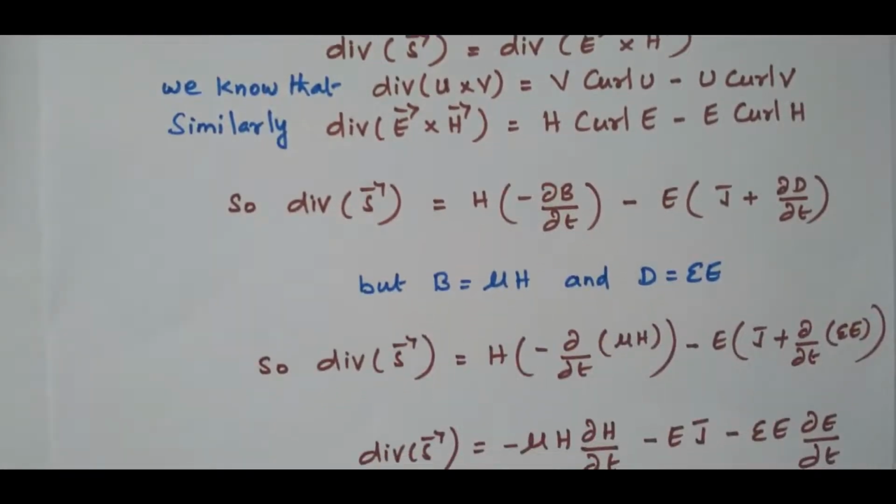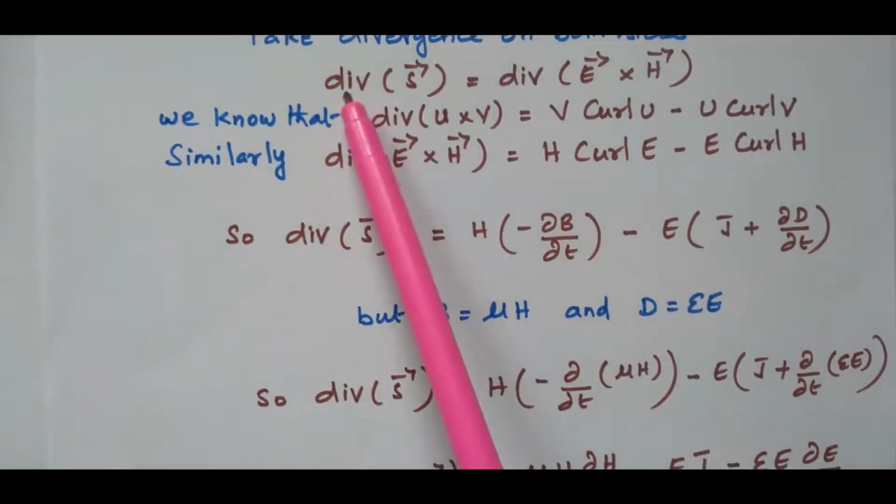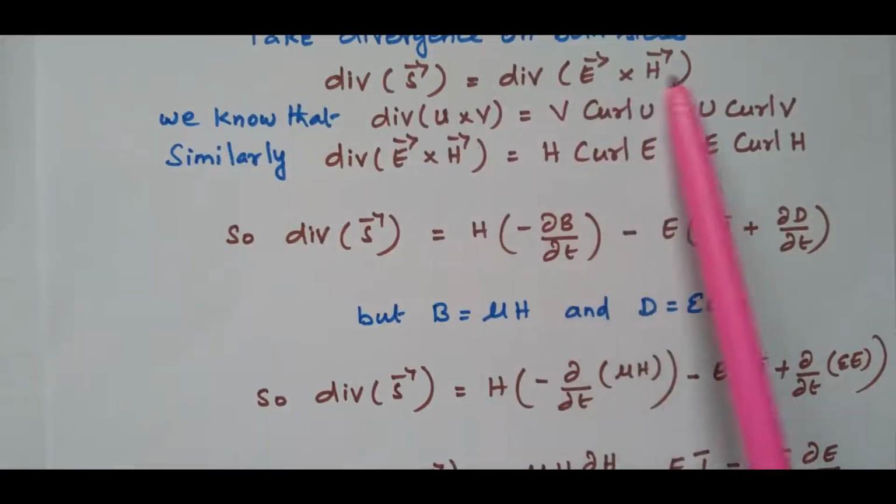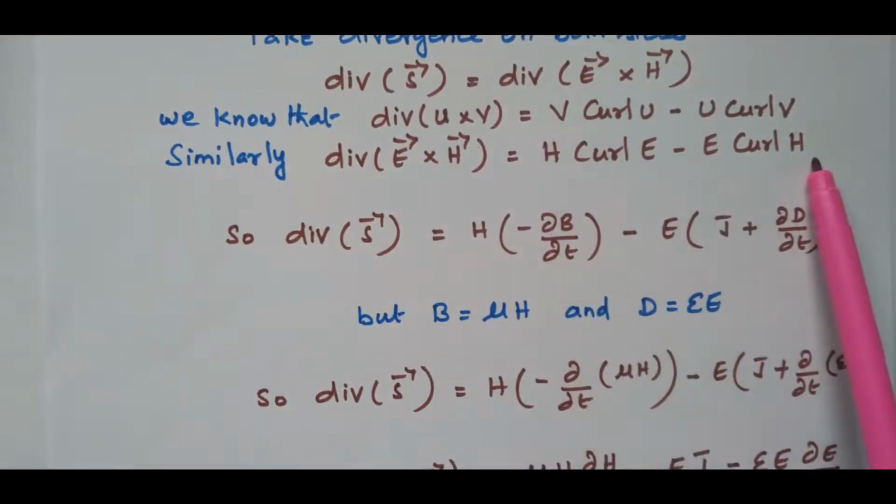So divergence of S equal to H minus dou B by dou t. The curl E is nothing but minus dou B by dou t. Minus E, the curl H is nothing but J plus dou D by dou t. Right? So divergence of S, this term is replaced by this formula.